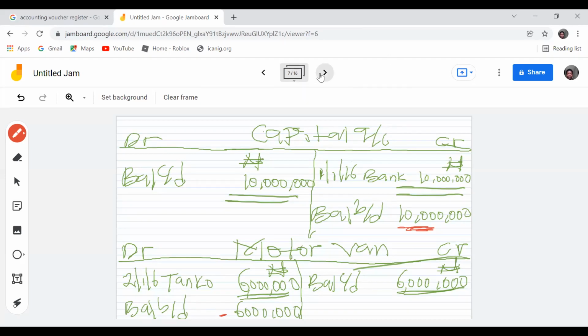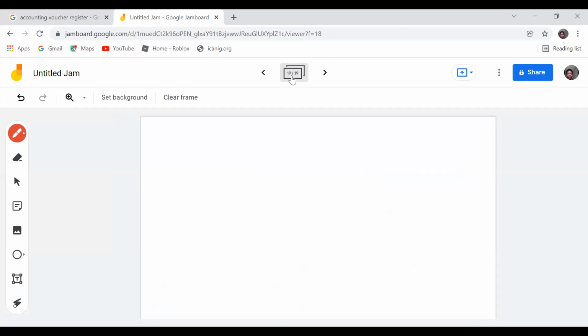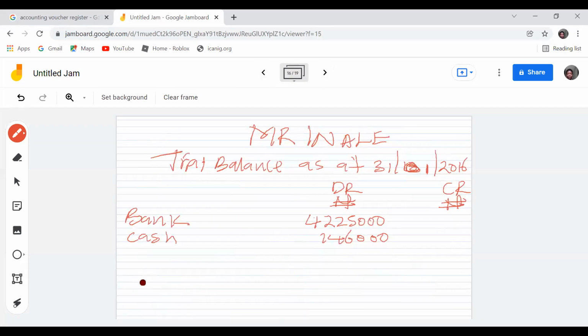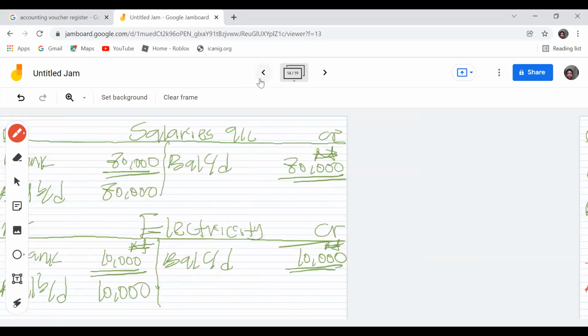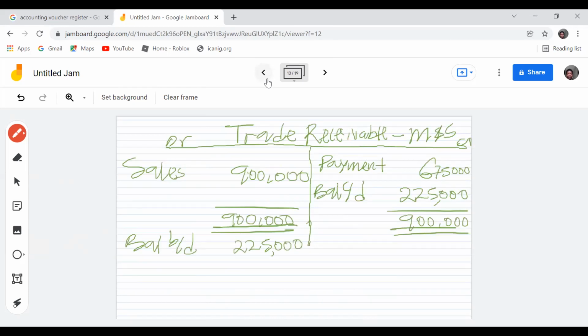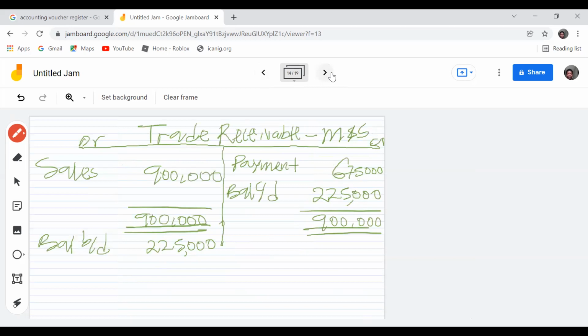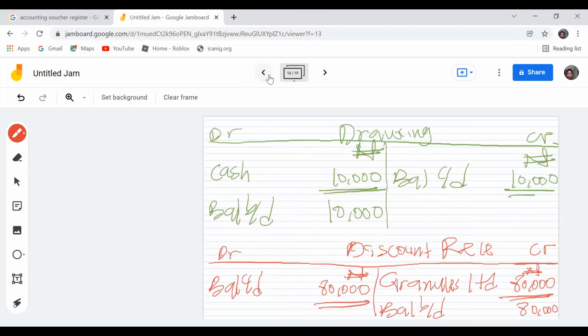So let's go now. We have capital of 10 million. Then we also have motor van of 6. Then we also need to go back as well. Okay, let me do it like this. Let's go back so that it will be very easy.